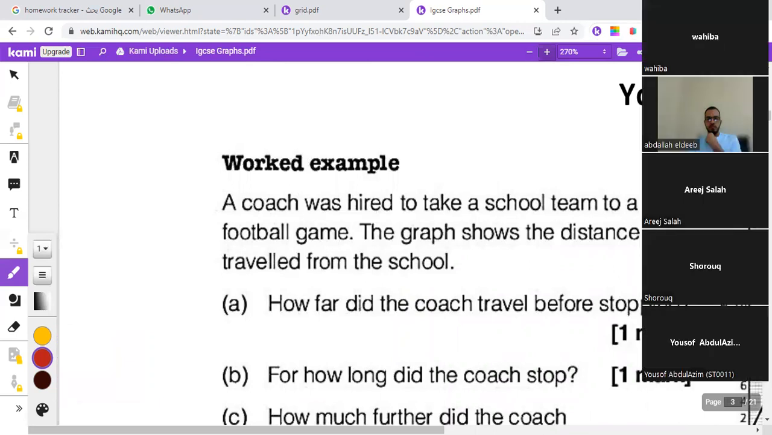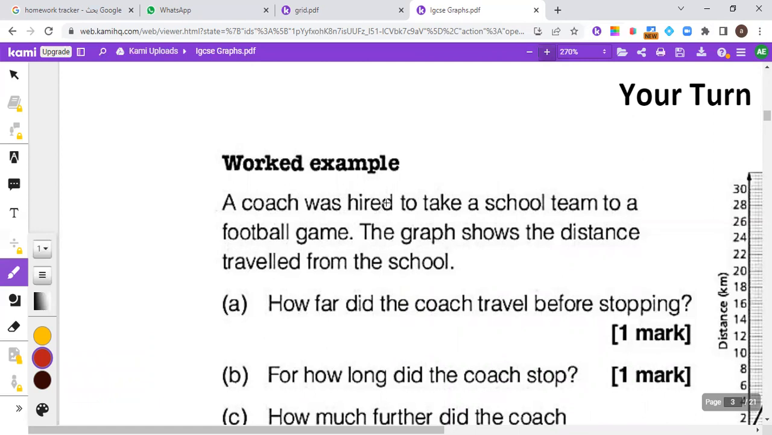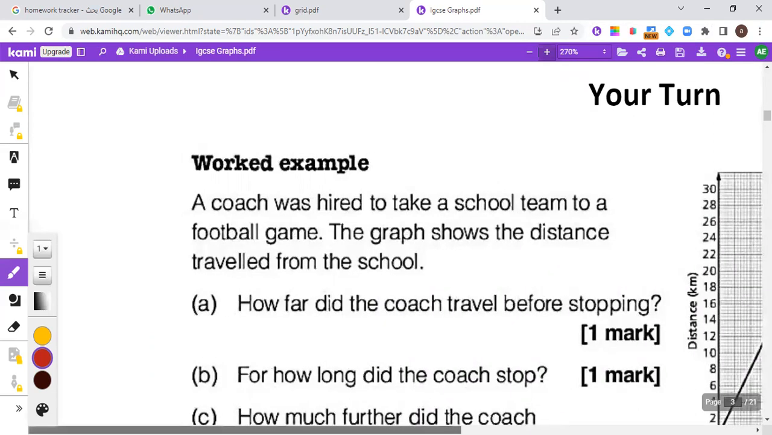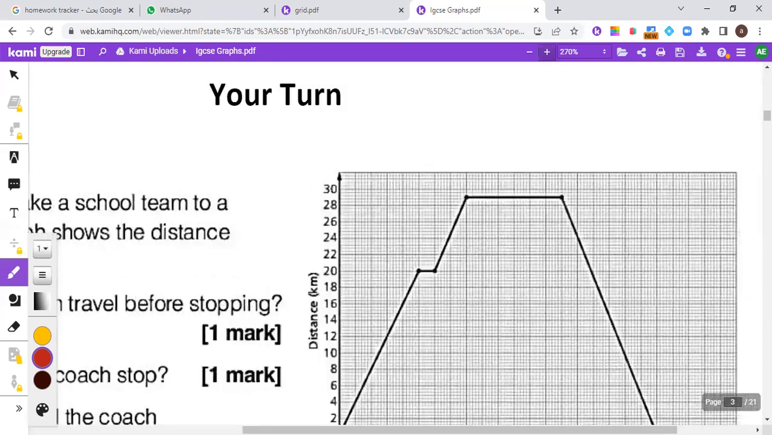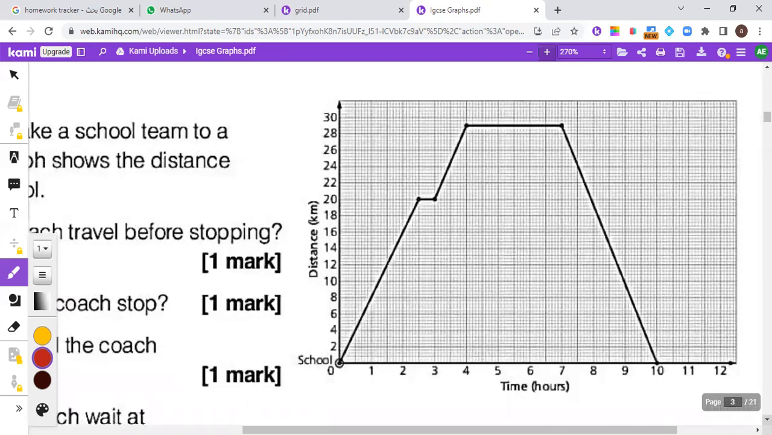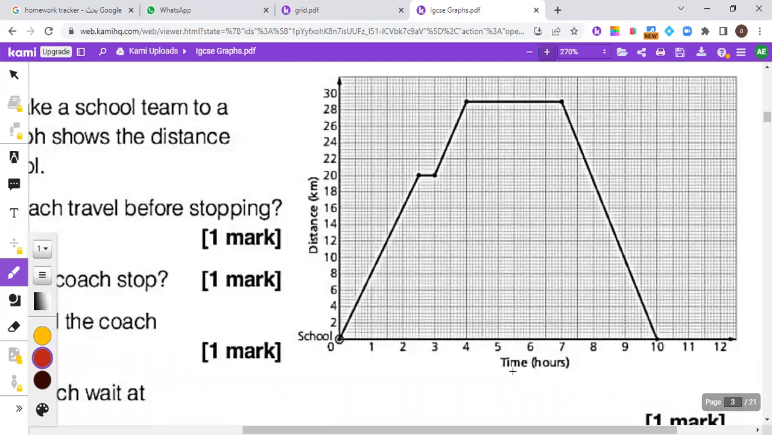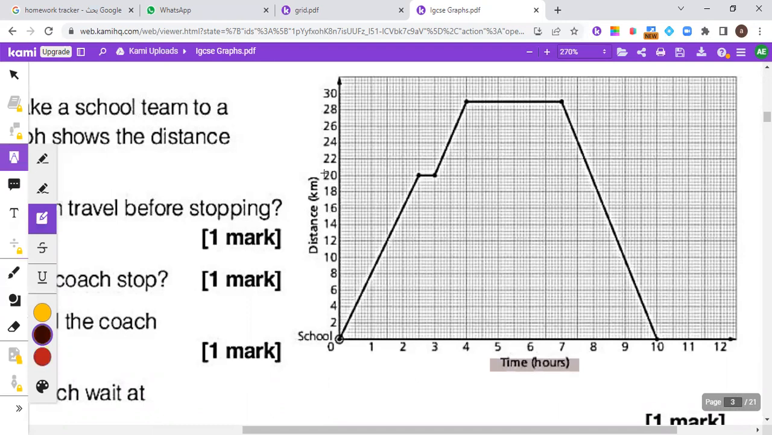Coach was hired to take school team to a football game. The graph shows the distance traveled from the school. A, how far did the coach travel before stopping? Okay, 1 minute. So here, as I claimed before, the time is in the x-axis and the distance is represented in the y-axis. If you divide the distance by the time, you get the speed, the gradient of the line.